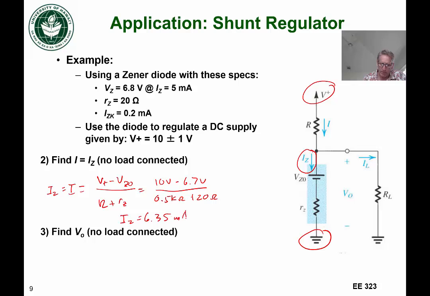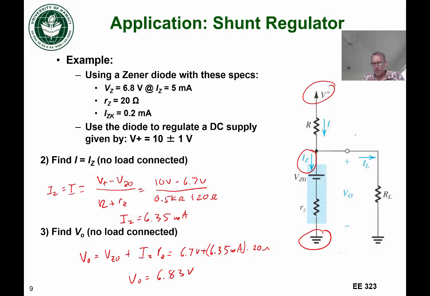So if we do that, we can solve for IZ, and that's equal to 6.35 milliamps. And with that, we can determine what the output voltage is with no load connected, right? This is essentially like an iteration here. We can say V out is equal to VZ0 plus IZ RZ, which is equal to 6.7 volts plus 6.35 milliamps times 20 ohms. And that gets us to VO is equal to 6.83 volts.